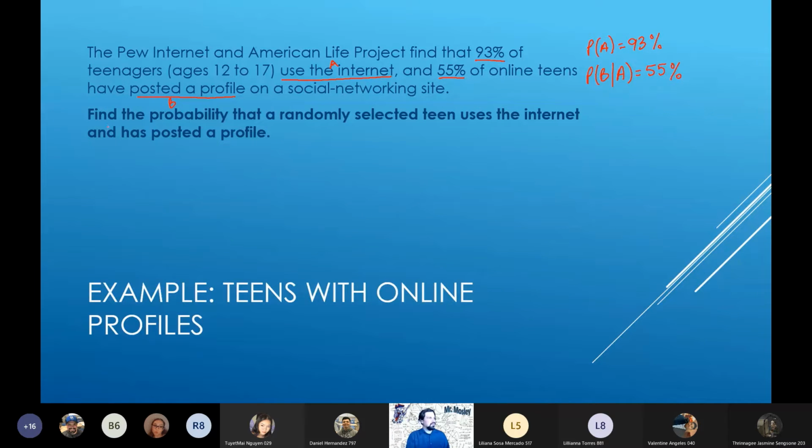Okay. So then the question is, find the probability that a randomly selected teen uses the internet and has posted a profile. So this is asking me to find the probability A and B.